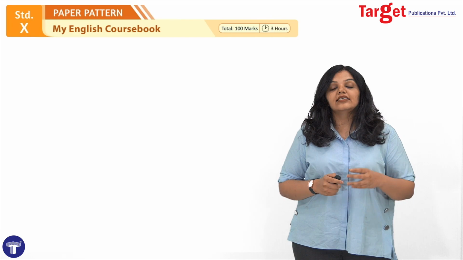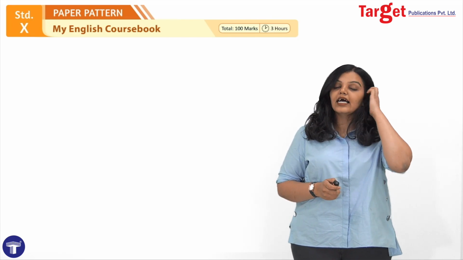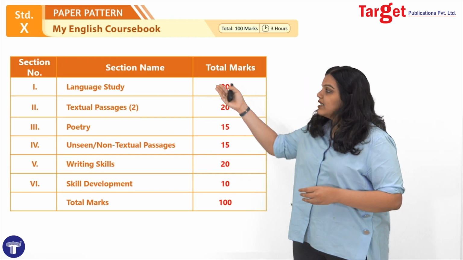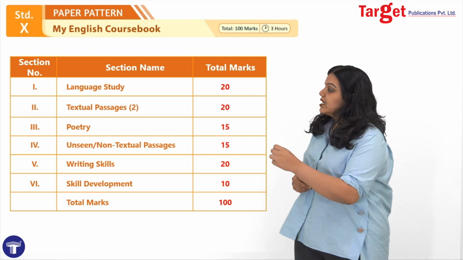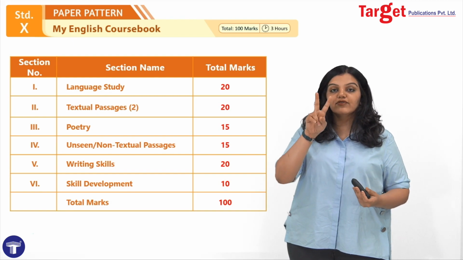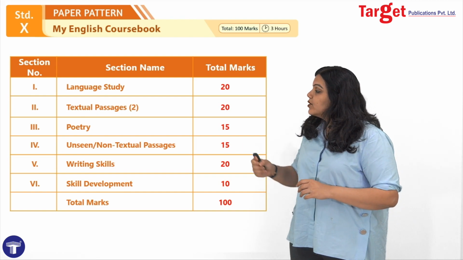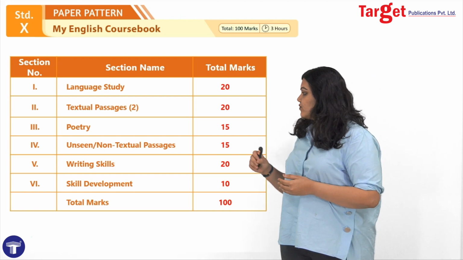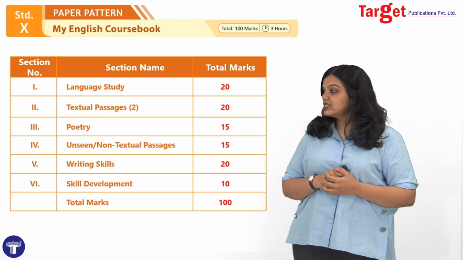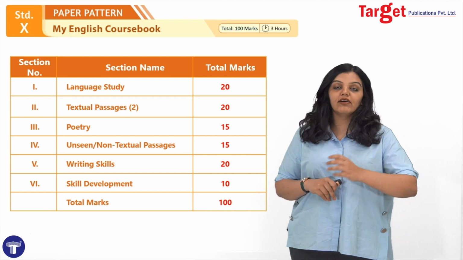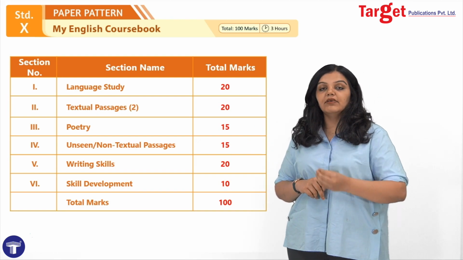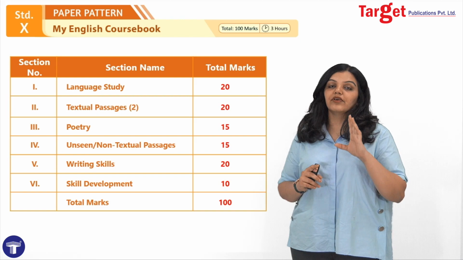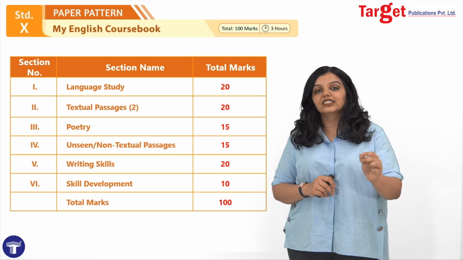So let's begin with understanding the paper pattern. As you can see, the English paper is a 100 marks paper that you will have to attempt in 3 hours. If you take a look at the paper pattern, you have the language study section for 20 marks, the textual passages section for 20 marks where you have 2 passages, each of 10 marks. You have the poetry section for 15 marks, the unseen or the non-textual passages section for 15 marks, the writing skills section again for 20 marks, and the skill development section, which is unique to the Marathi medium's English language paper, that is for 10 marks, and that totals a 100 mark paper. Let's break this down question by question.